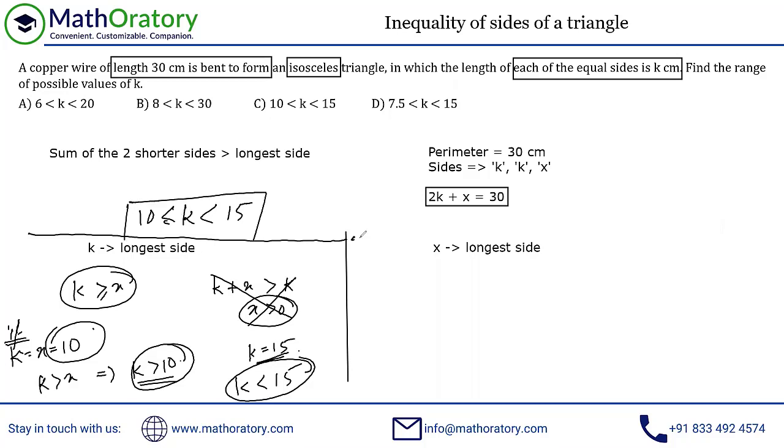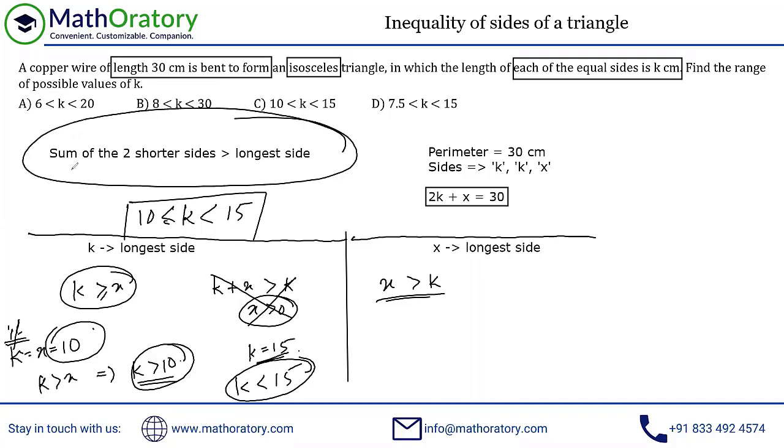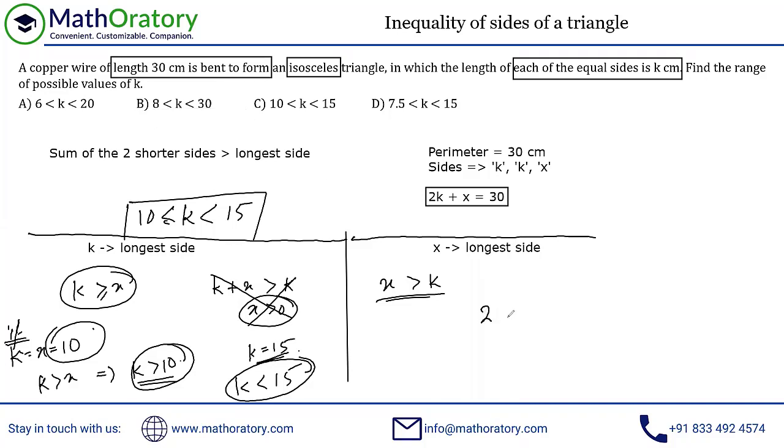Now let me take the other case where x is the longest side. So if I consider x as the longest side, then x is greater than k. I already considered the x equal to k case earlier, so I'm not repeating that. If x is greater than k and x is the longest, using this idea, the sum of the other two sides is 2k. So 2k has to be greater than x, right?